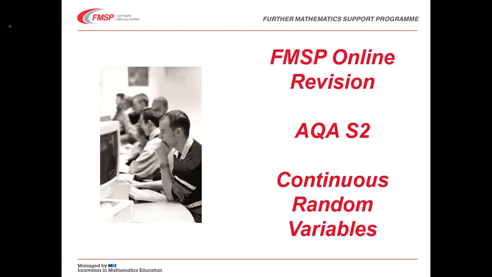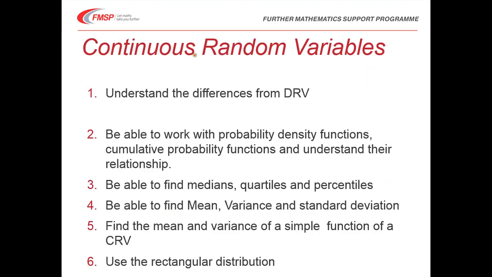So welcome to this. This is the FMSP online revision session for AQA Statistics 2. And in this session we're going to be building on DRVs by looking at continuous random variables. So we need to make sure we understand what's different, because then we need to choose the correct formulae.